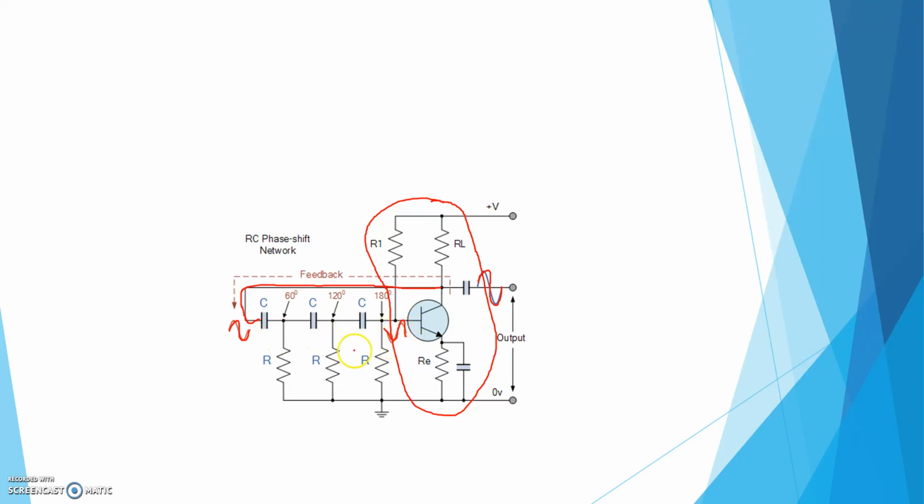And obviously it is clear that to satisfy the magnitude condition of the Barkhausen criteria, the magnitude of gain of this CE amplifier should be equal to 1 by the magnitude of the transfer function of this feedback network at the oscillation frequency. So this is the basic concept of the phase shift oscillator.